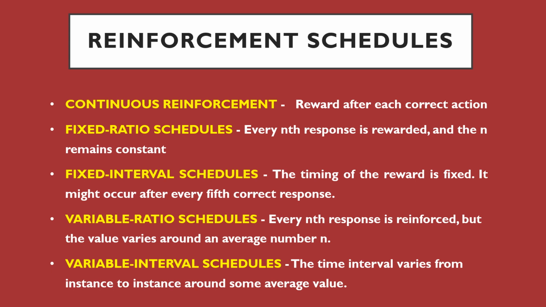Then variable interval schedules. The time interval varies from instance to instance around some average value. For example, a quiz or a surprise visit from the health inspector. Both are examples of variable interval reinforcements. If the subject has performed the behavior, that is studying or keeping the restaurant clean, when the time comes, they will receive reinforcement and will over time be encouraged to continue performing that behavior. So these are reinforcement schedules.